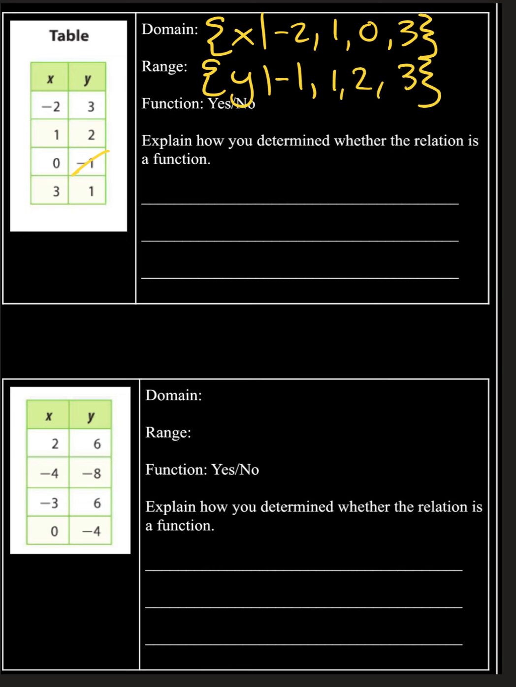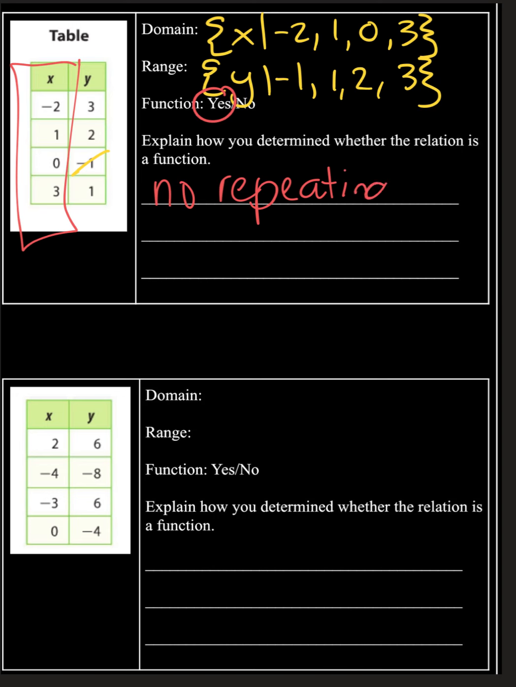And this time I'm not going to do my mapping diagram. I just want to decide, is this a function, yes or no? And so I'm going to look at my x values. I don't see anything repeating, so this is a function, no repeating x values. There's exactly one output for every input.